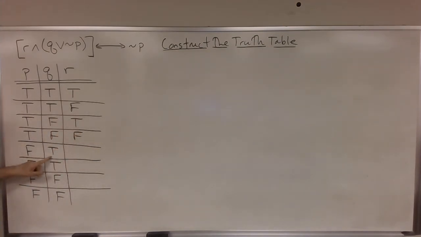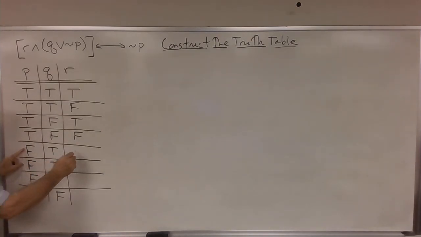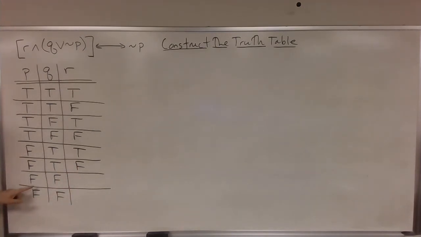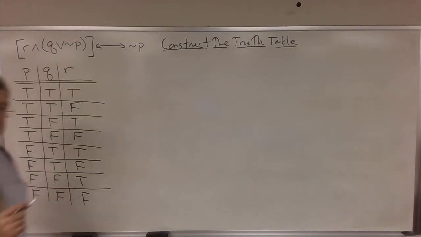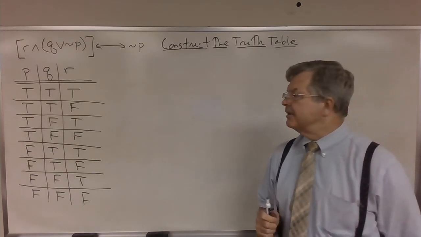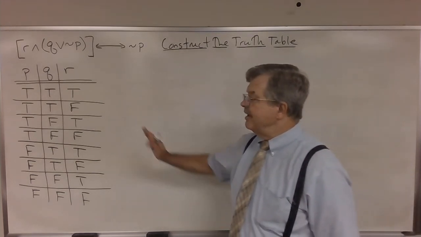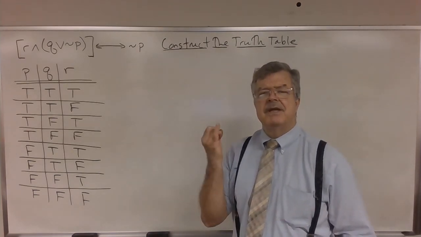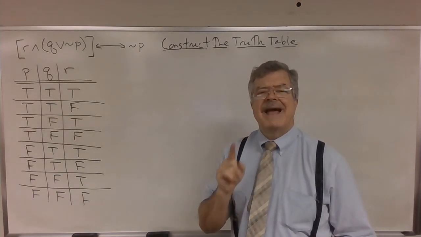P is false, R is true. R can either be true or false. And both P and Q can be false. And R can either be true or false. So this is how we prepare a truth table for 3 different simple statements. And this covers every single combination of truth values for P, Q, and R exactly once.